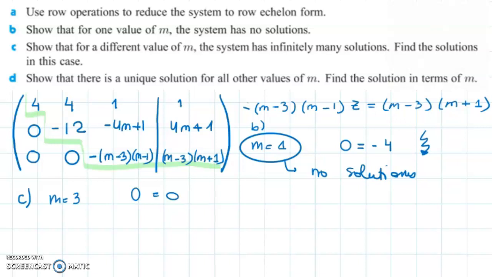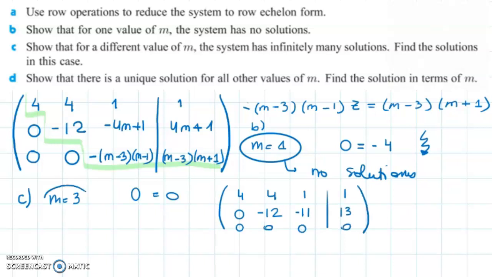So what will be our row echelon form in this case? We don't need to write a row of zeros. We are going to have the 4, 4, 1, 1. And then for the second row, we have 0, negative 12. Now m is equal to 3, so we're going to have minus 12 plus 1, so minus 11. And then we are going to have 13 on the other side, because it's 4 times 3 plus 1. And then, well, we can write a row of zeros on the bottom. This is the system when m is equal to 3. And then this system has infinitely many solutions.